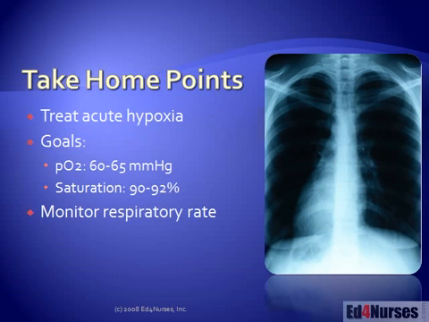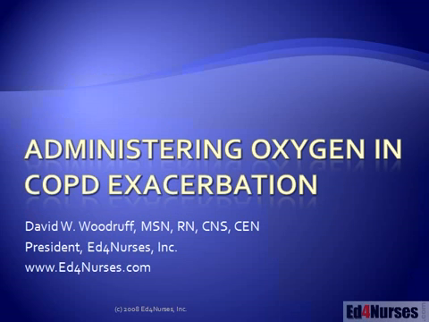So here are our quick take-home points. Treat acute hypoxia. When the patient is acutely ill, treat it. Our goals are to maintain the PO2 at 60 to 65 with an oxygen saturation of 90 to 92% in our patients who are on at-home O2. If your patient's a COPDer and does not use oxygen at home, then we may go for higher goals. But these would be our goals for that patient who uses at-home oxygen. Monitor the respiratory rate to make sure that the patient does not have difficulty with breathing.